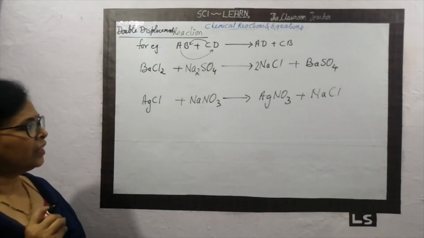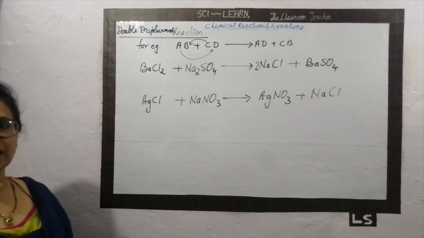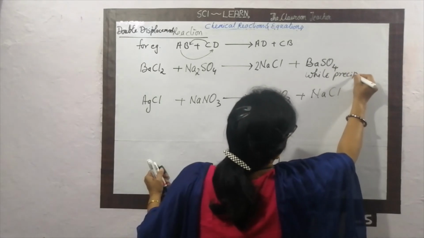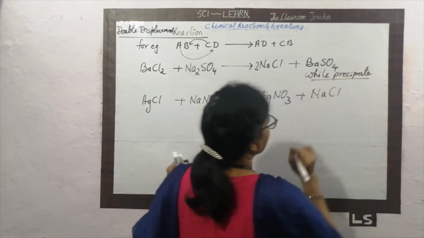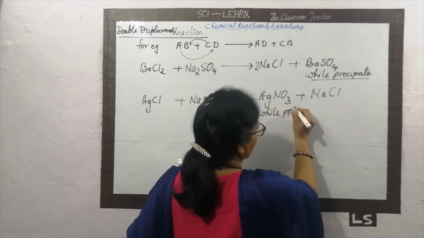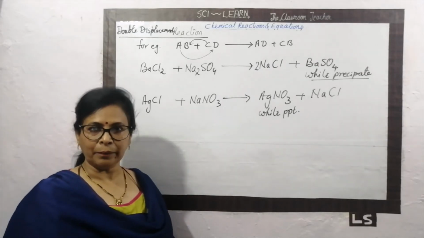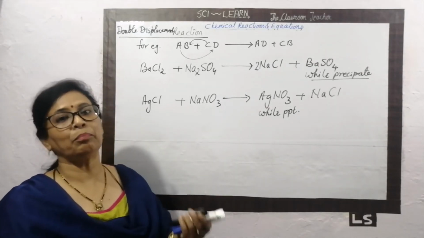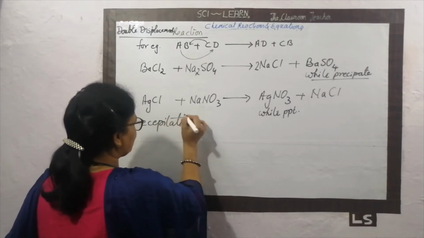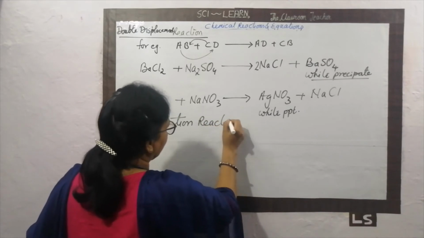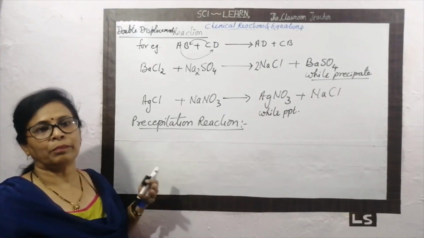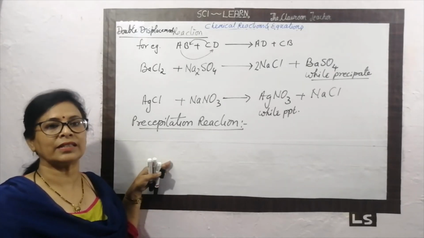The most important thing is that in double displacement, the substance which is formed is in the form of a precipitate. This barium sulfate is a white precipitate. You know very well what a precipitate is: a substance which we are able to filter. Here silver chloride is a white precipitate. In short we call it PPT. It means that double displacement is generally a precipitation reaction. A precipitation reaction is the reaction in which a precipitate is formed. So here the white precipitate is formed in both reactions, so it is called a precipitation reaction. So double displacement is also called a precipitation reaction.